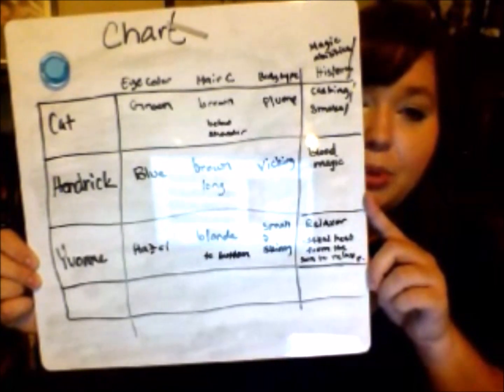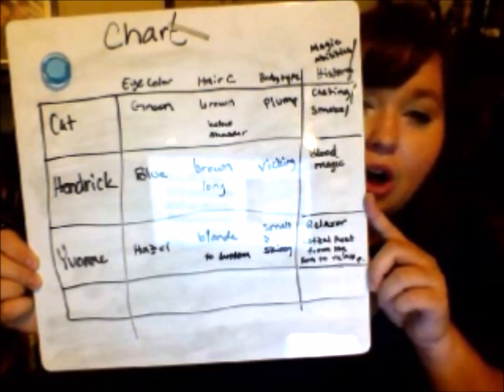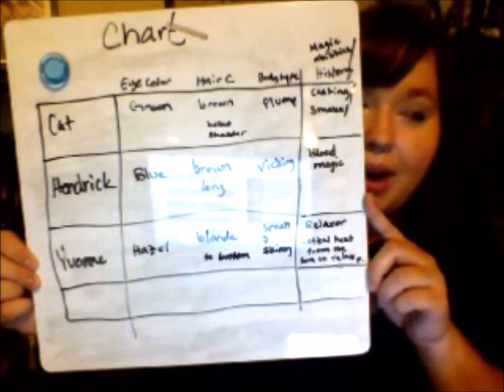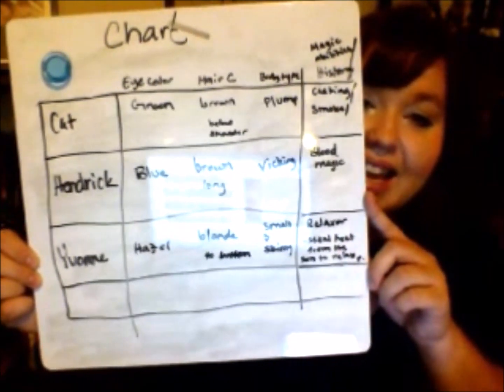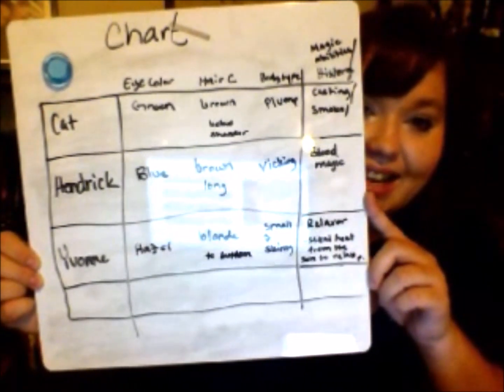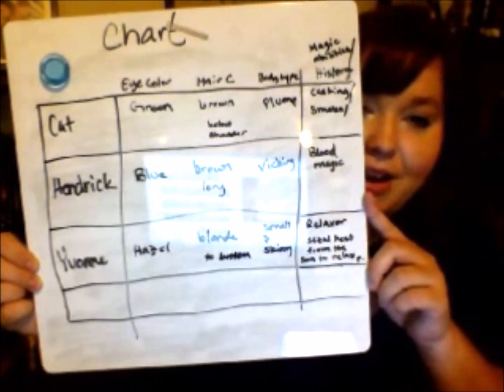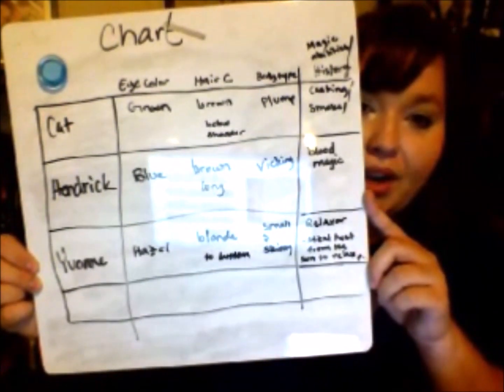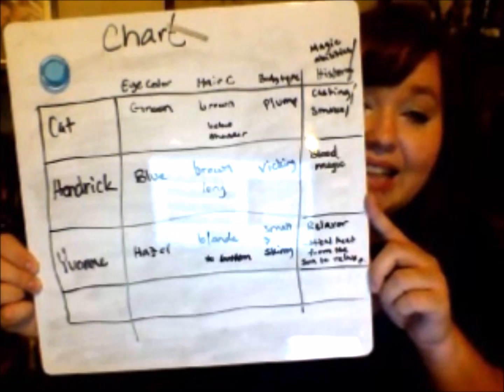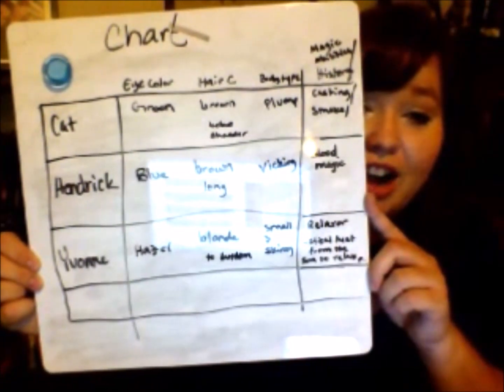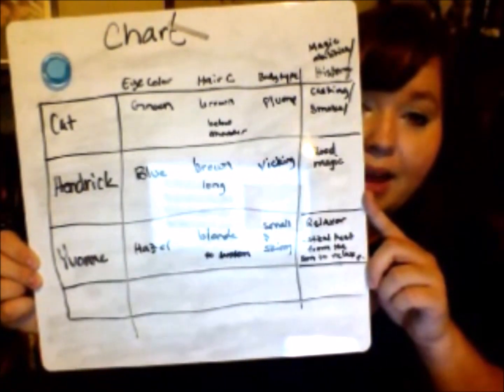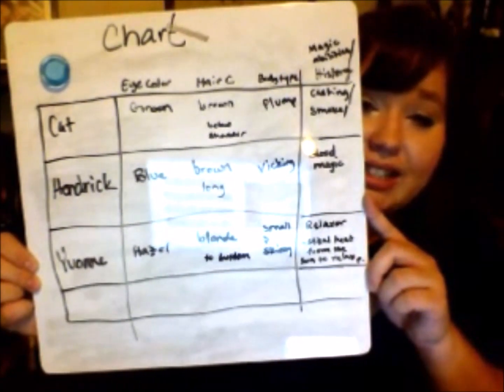Whereas Victor has blue eyes, brown hair. It's long. It goes right above his shoulders, and then he has more of like a Viking type of body type. Very big, very warrior. And then Yvonne, she has hazel eyes. She has blonde hair, very long to her bottom, and then she is small and very skinny.